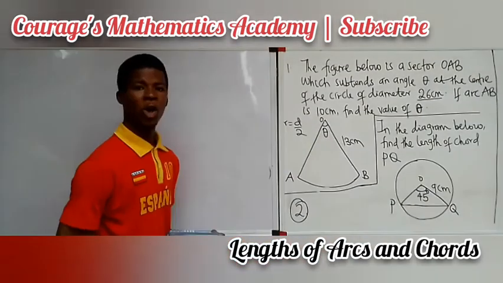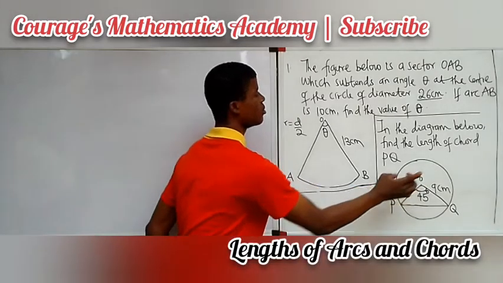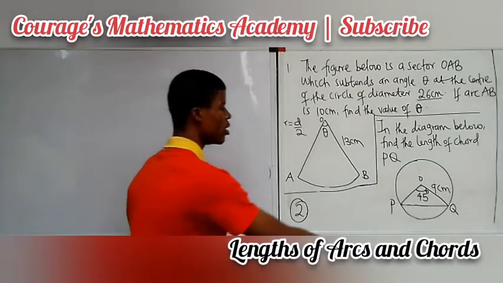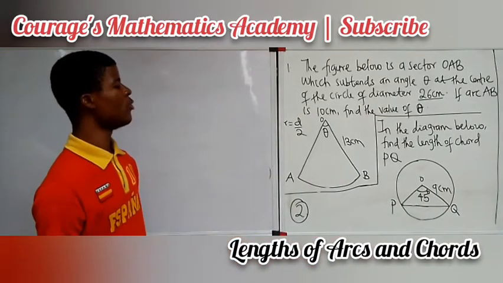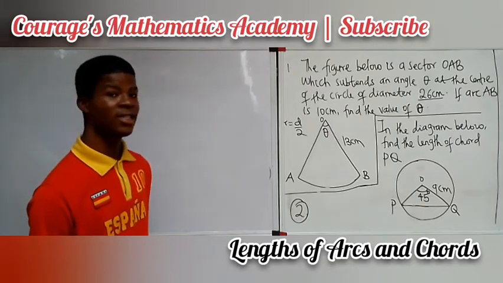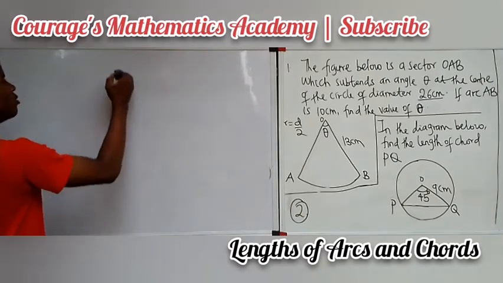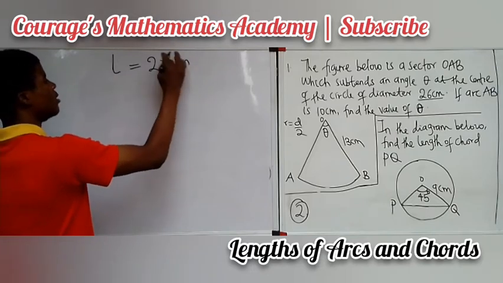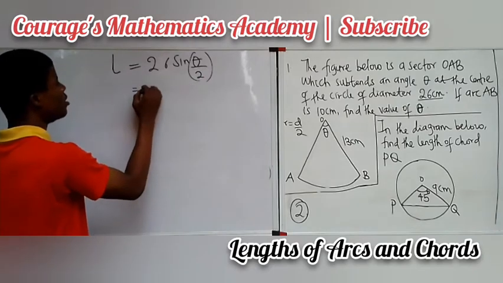So going to the last question, it says in the diagram below, find the length of chord PQ. This is PQ, that's the chord that we are asked to find the length. Now, the radius of the circle is 9 centimeters, and the angle subtended at the center of that circle by that arc PQ is 45 degrees. And I told you that the length of a chord is equal to 2 radius sin theta over 2.